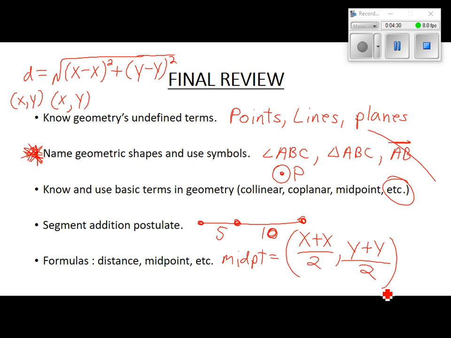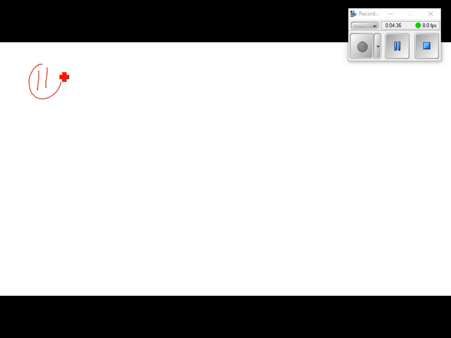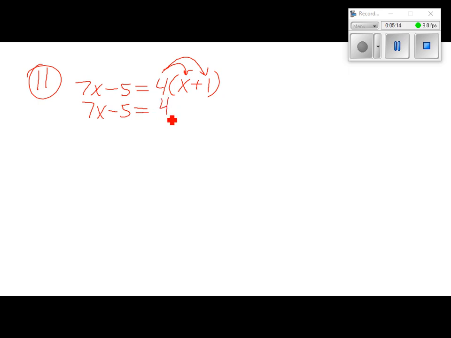Problem 11. Everybody agree that that deals with these? Number 11. What is the length of segment RS when R is the midpoint? What's the first thing we're going to do? What equation? If R is the midpoint, what equation can we set up? Right. First thing we do, distributive property. 7x minus 5 equals 4x plus 4.